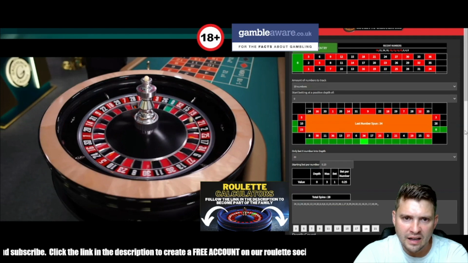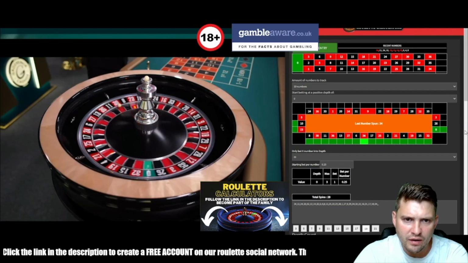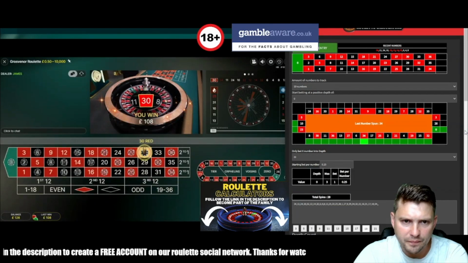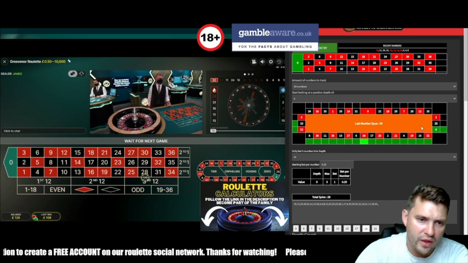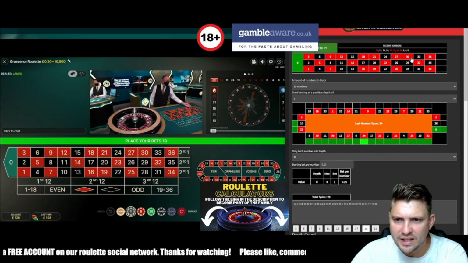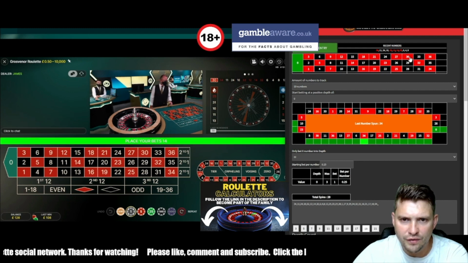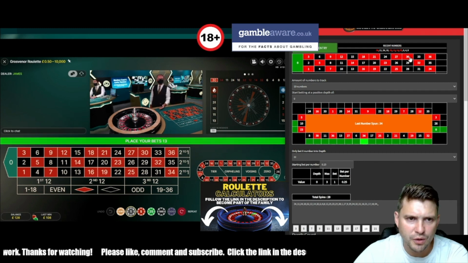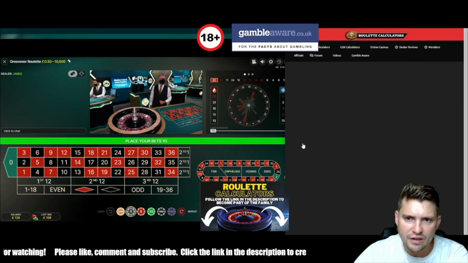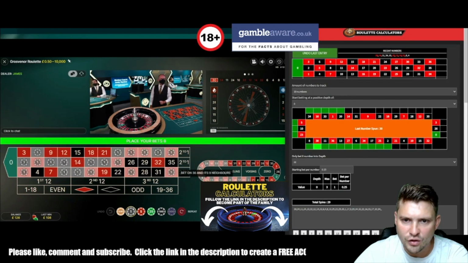Let's see if it lands around the 0. Yeah, that looks good. Number 30. So he got the win there. That's put him to £126. So I wonder if he's going to carry on with the highlighted now, or if he's trying to identify a pattern between it. By the way, this table is Grosvenor Roulette, and the dealer is called James.